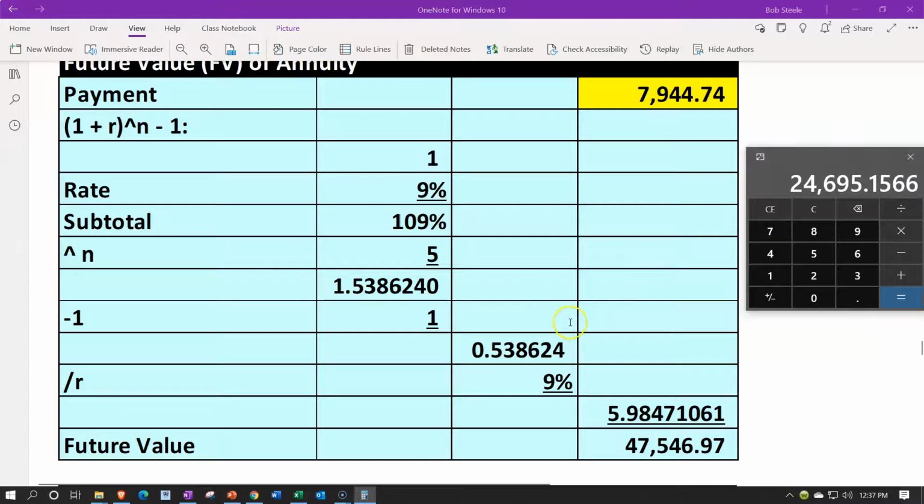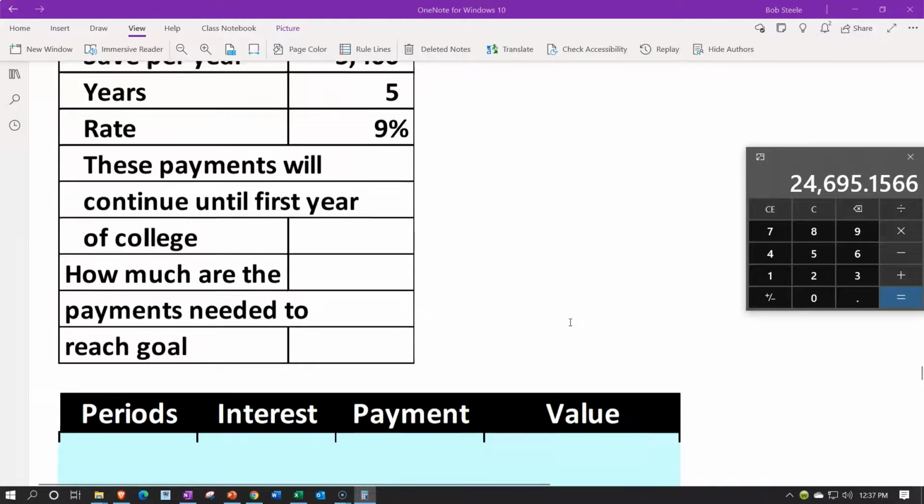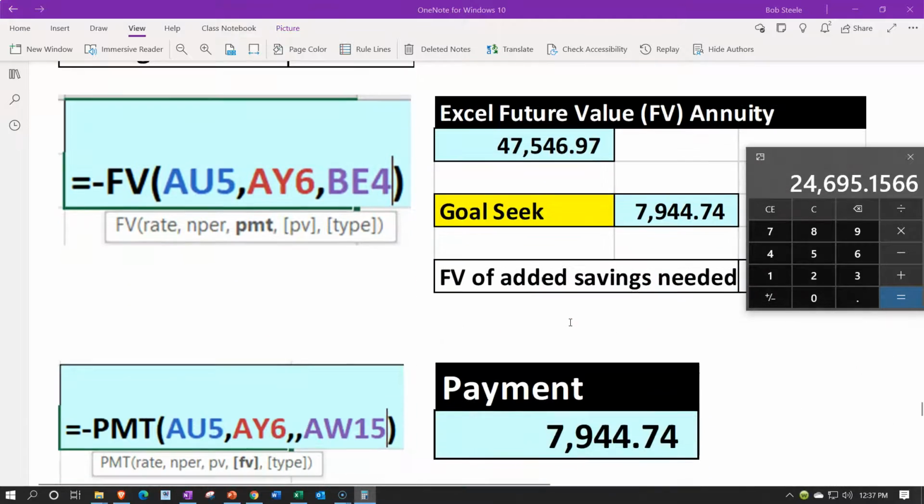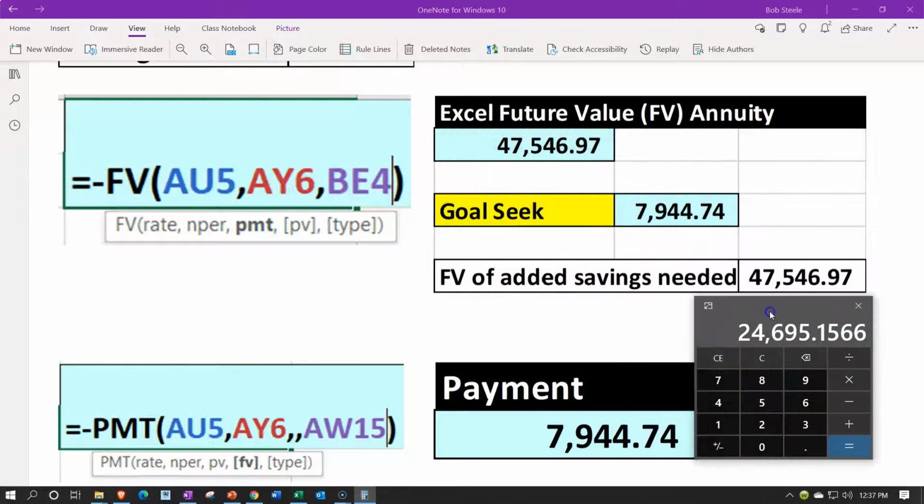That same concept then can be used down here if you know the functions in Excel. So if I'm using the functions in Excel, the function we might know is the future value of an annuity.